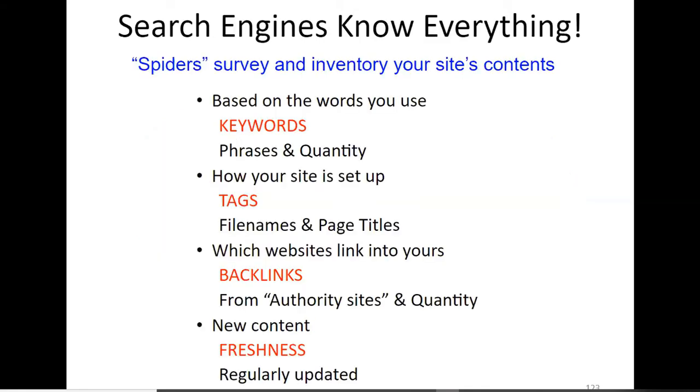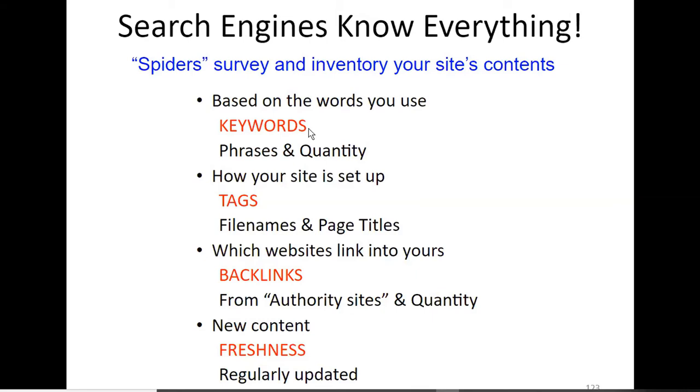The search engines know everything. They have these things called spiders that are constantly surveying the internet and the web. Don't ask me how it works, but they're out there. And here's what they're looking at on your website. The first is keywords. I'm going to talk about that in a minute. So these are specific words that are on your website that attract people who are actually searching for those particular keywords.